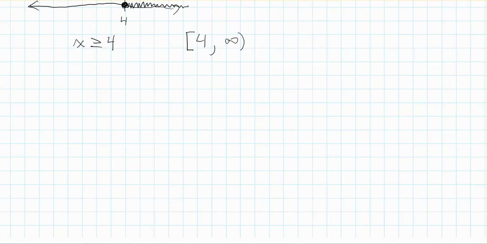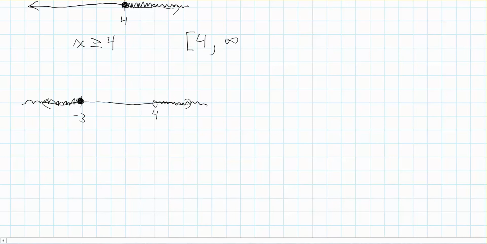And let's just look at one more. You could do the same thing if you went to negative infinity, but let's look at one more here. Let's go ahead and do negative 3. We'll include that point, and then we're going to go all the way down to negative infinity. And then let's do 4. We won't include the point, and we'll go all the way up to infinity.